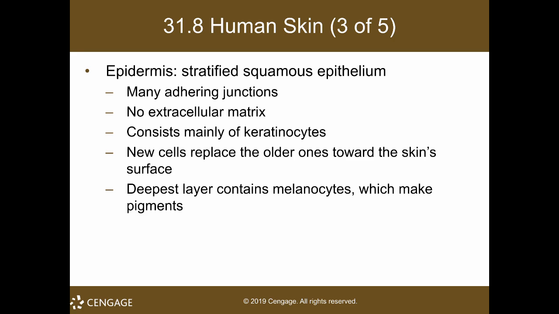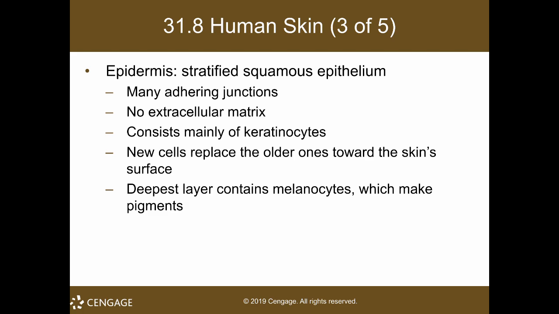The epidermis part of the skin is a stratified squamous epithelium tissue. It has adhering junctions without extracellular matrix. It has mainly keratinocytes, cells containing lots of keratin. The new cells replace the older ones towards the skin surface, so you are actually continuously shedding cells from your skin.